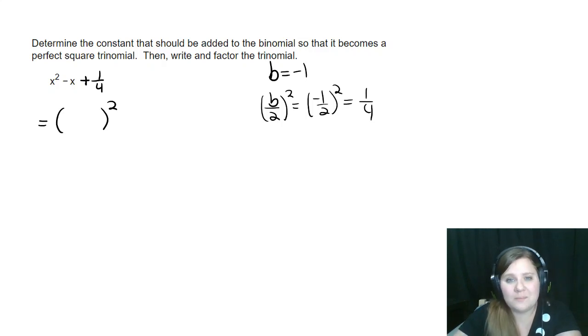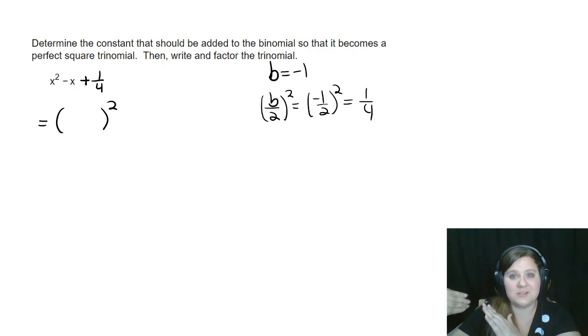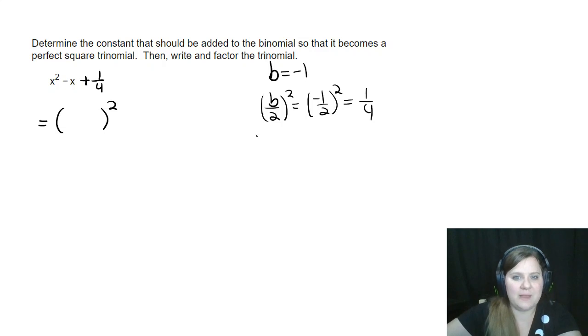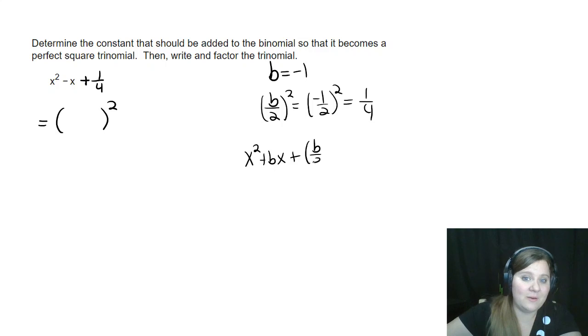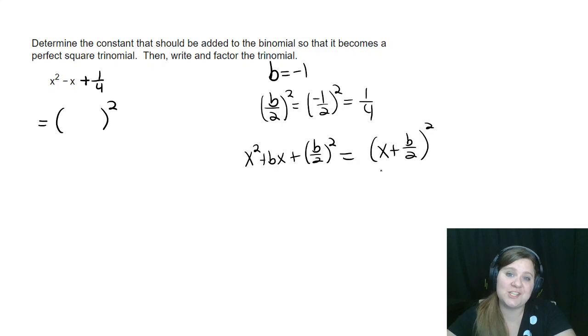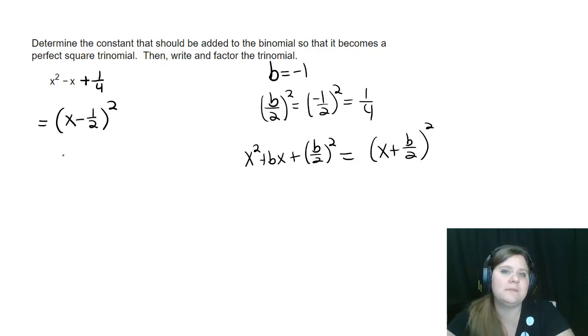Well, remember, we can do this two ways. We can either factor it by saying, okay, what two things multiply to 1/4 and add to -1? Or we can remember that if I have x squared plus bx plus b over 2 squared, that comes out to be x plus b over 2 squared. I find that's an easier shortcut to work with for fraction problems. So in this case, I have my x. Since my b was -1, b divided by 2 is -1/2. So that's how it looks factored.